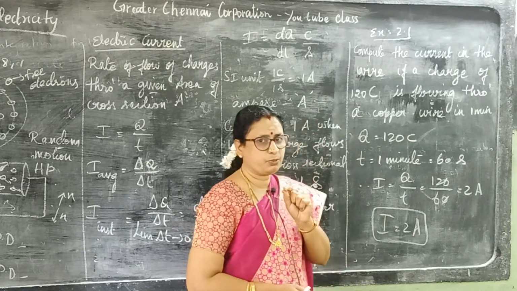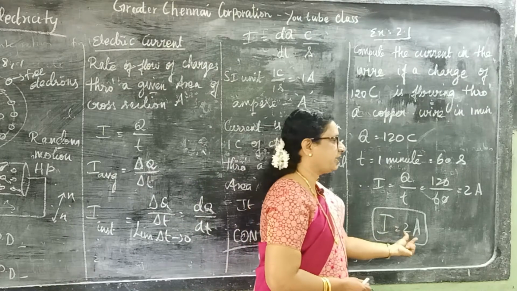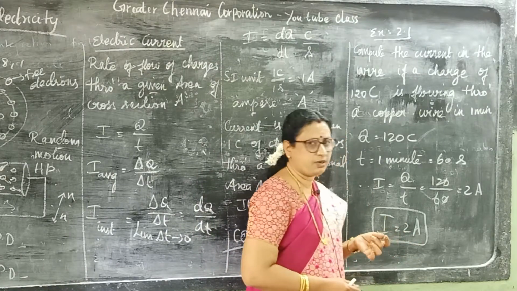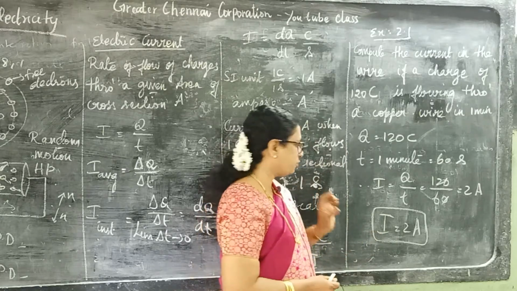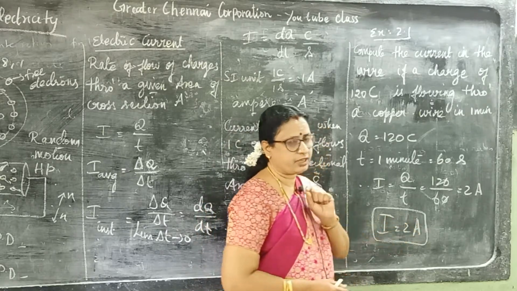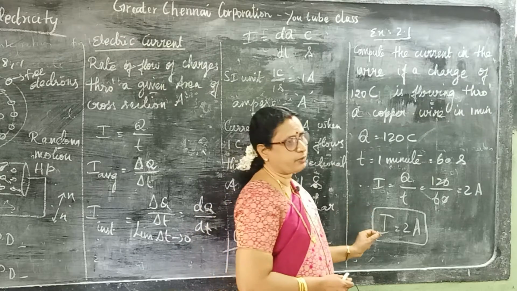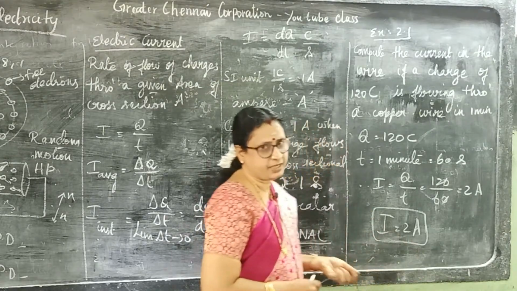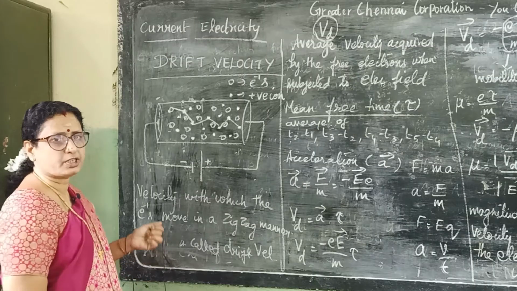Children, don't forget to put the unit. Unit will carry marks, right? Whenever you do problems in physics, at the end, once you compute the answer, don't forget to put the unit of the physical quantity which you are computing. So, I is equal to 2 ampere. Let's move on to the next topic, children.